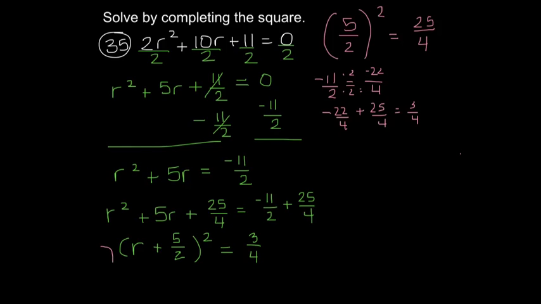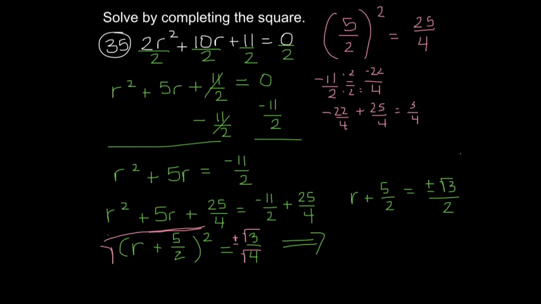I want to now take the square root of both sides. I have the entire side being squared. Equals plus or minus, the square root of a fraction is just the square root of the numerator over the square root of the denominator. If I simplify this then, the radical and the exponent cancel each other out, and I have r plus 5 halves equals plus or minus the square root of 3 over the square root of 4, which is just 2.